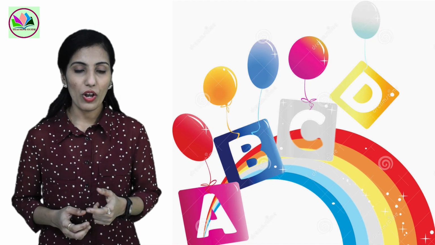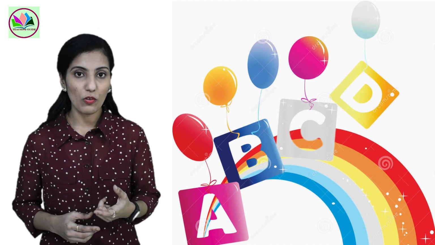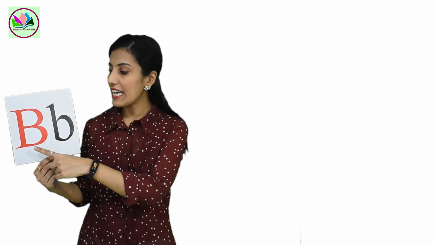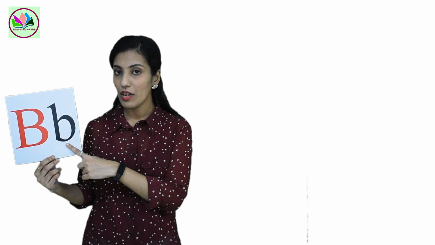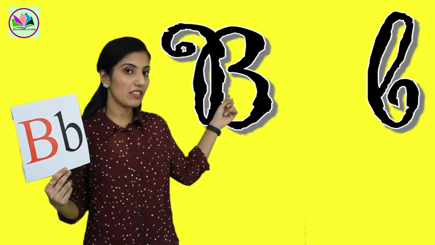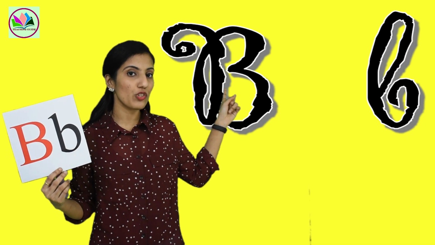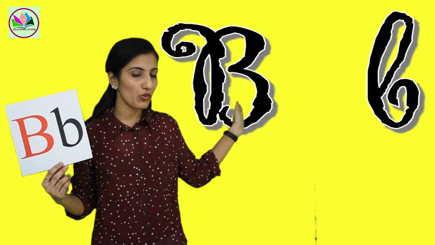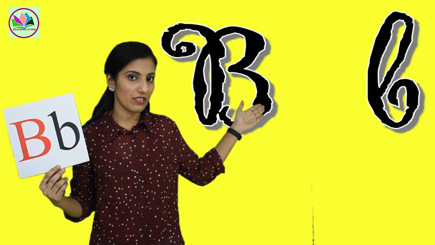In this video, I am going to teach you the phonic sound for the letter B. Here you can see an uppercase B and a small case b. B can also be written in different fonts. B can be written in cursive letters, that is in capital cursive letters and in small cursive letters. The phonic sound of B is B.